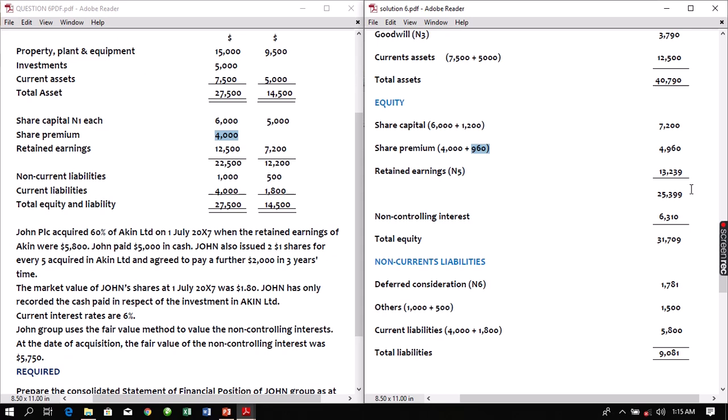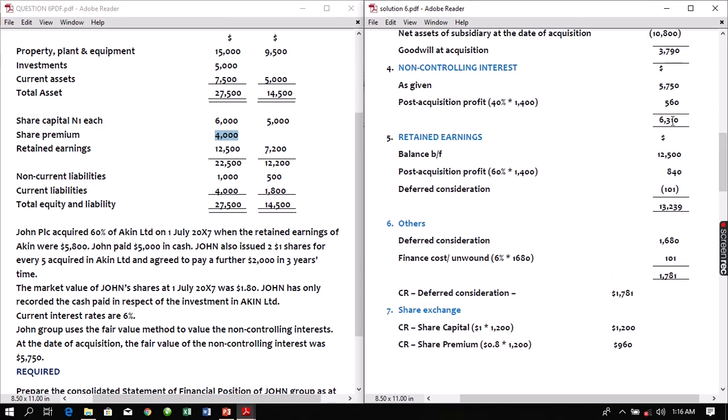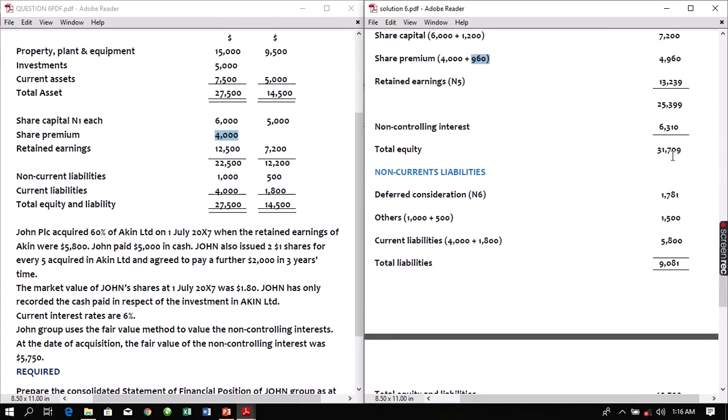So if this is my total, what is the next thing? I add my non-controlling interest. And don't forget, my non-controlling interest is calculated according to note 4. So I can go back to my note 4 and get my figure, which is 6,310. So going back up to confirm that figure, my note 4 is 6,310. That is what I brought down here to consolidate. So our total equity will be 31,709. After that, we can then move to non-current liability.